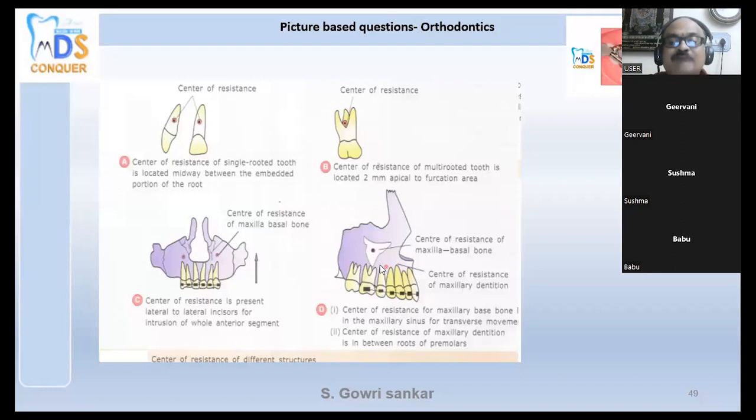If you take the whole of the maxillary dentition, see how the center of resistance depends upon the body. Body means here a single body.